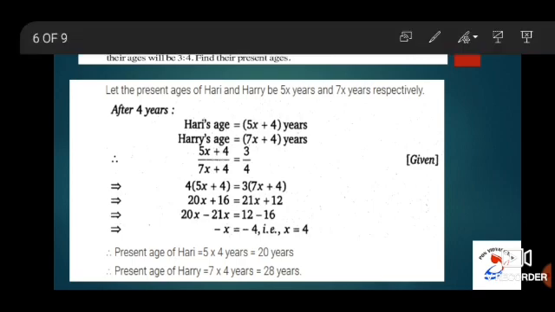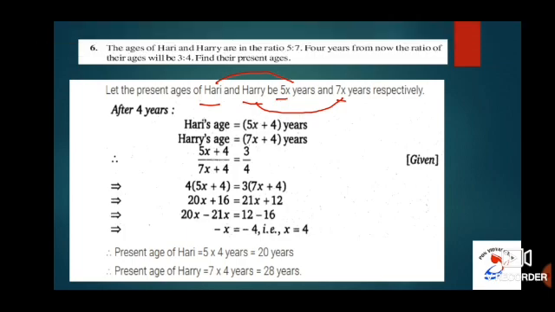For solving this one, let us first consider there are two persons given here, that is Hari and Harry. So the age of Hari is 5x and age of Harry is 7x. So the present ages of Hari and Harry are 5x and 7x. Now see the question once again. 4 years from now, the ratio of their ages will be 3:4. So after 4 years, the ratio is given as 3:4.